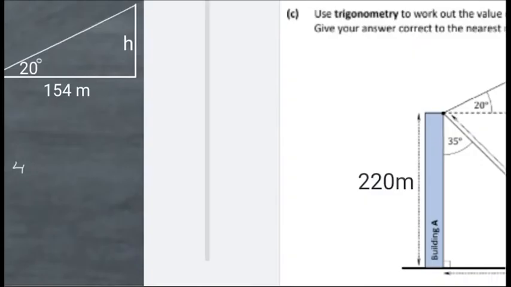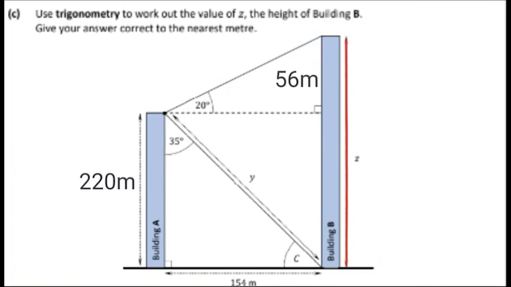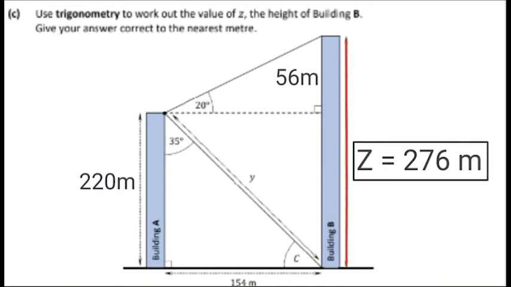So let's have a look. We have 56 up here. We have the 220 down here. Let's sum them together, and that will give us a total height of building B of 276 meters. And that's it for question 8 of the 2022 Junior Cycle Higher Level Maths.